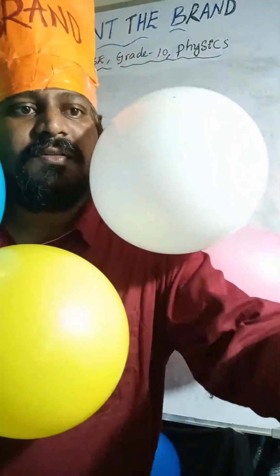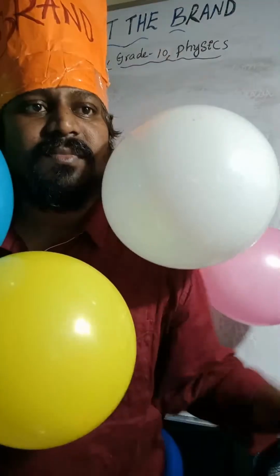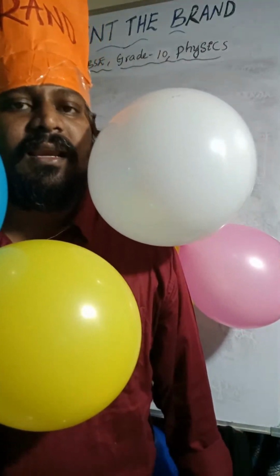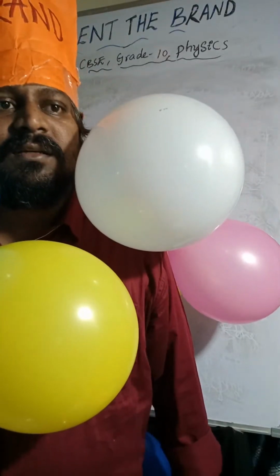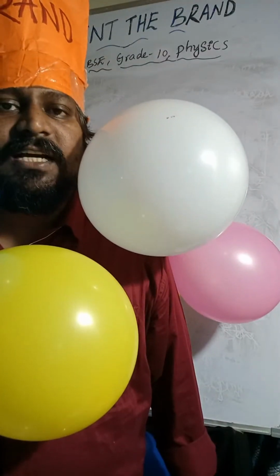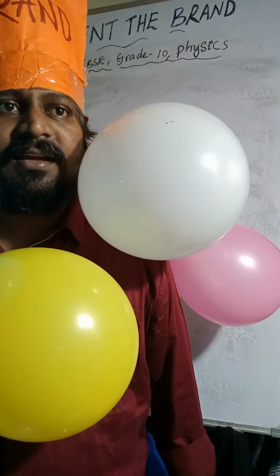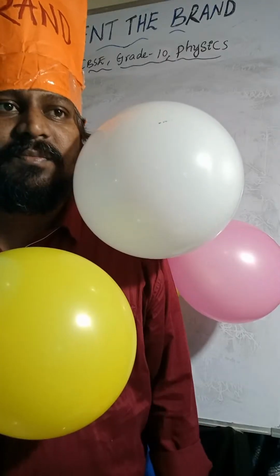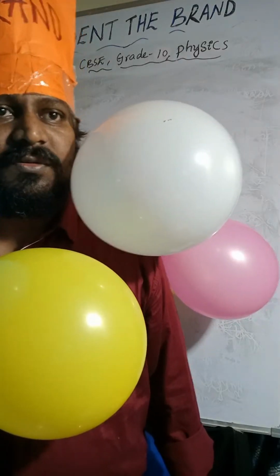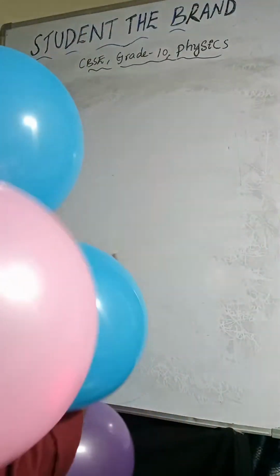Today we are going to discuss electric current. Electric current is nothing but the rate of flow of charge. The flow of charge per unit time is called electric current. I equal to Q by T. SI unit of current is ampere. SI unit of charge is coulomb.